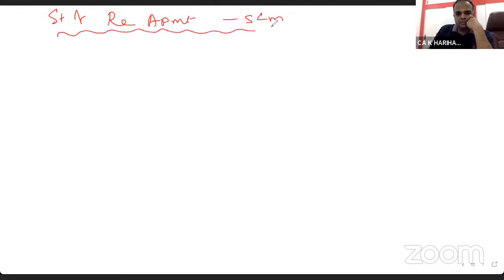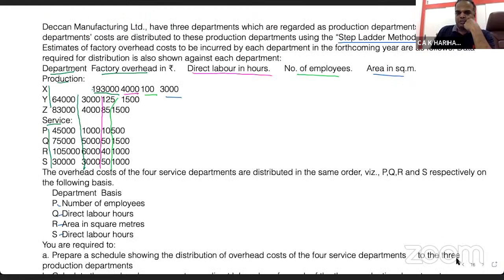Now, the requirement of the question is what? We have to apportion the service department expenses to the production departments. Statement of reapportionment under the step ladder method. Question posted here. You can take a screenshot.